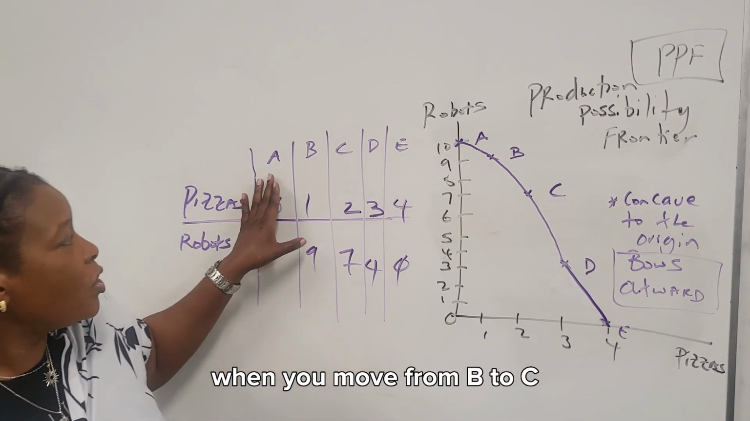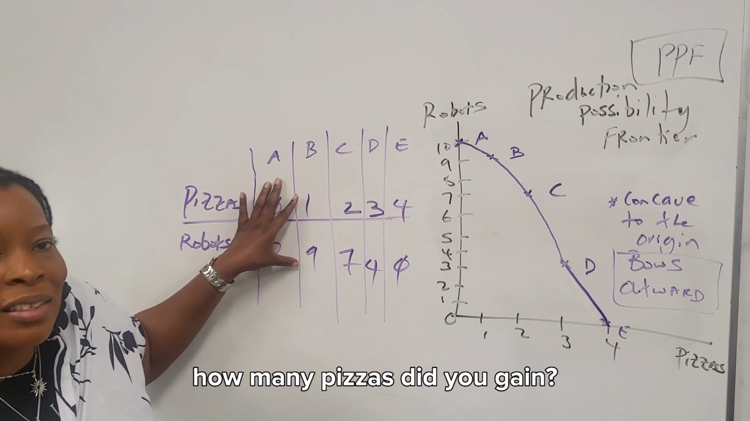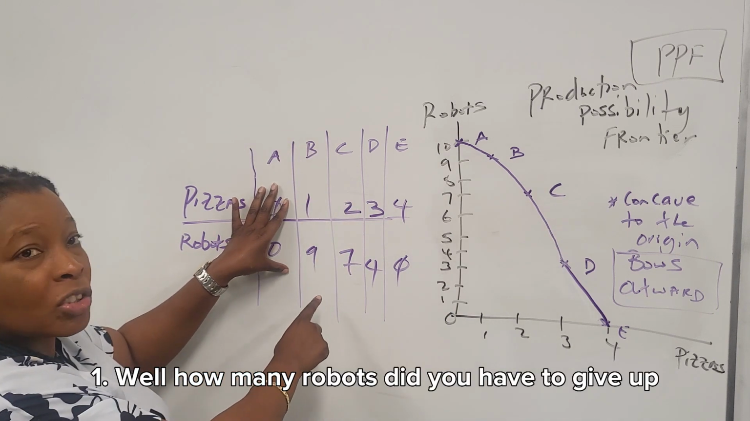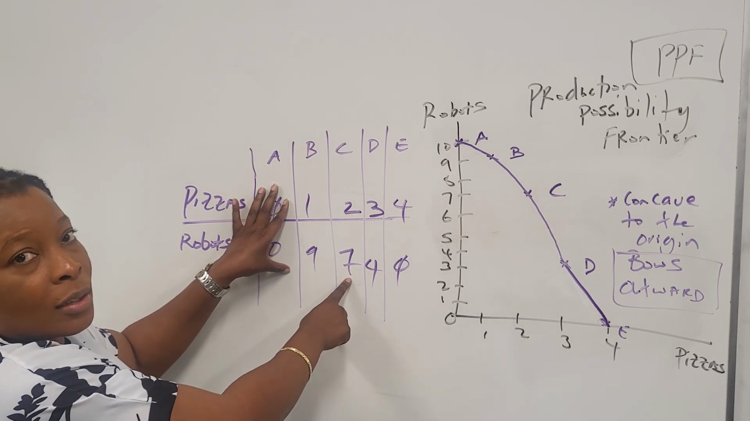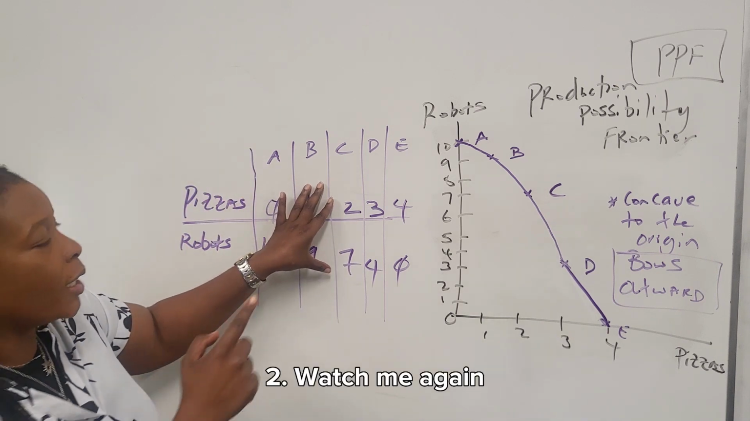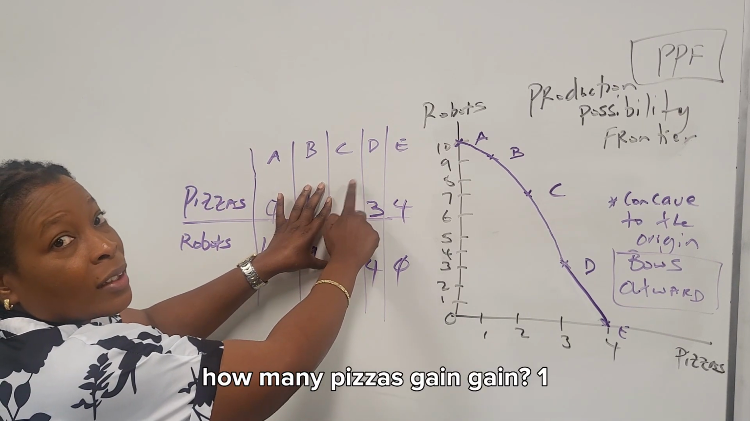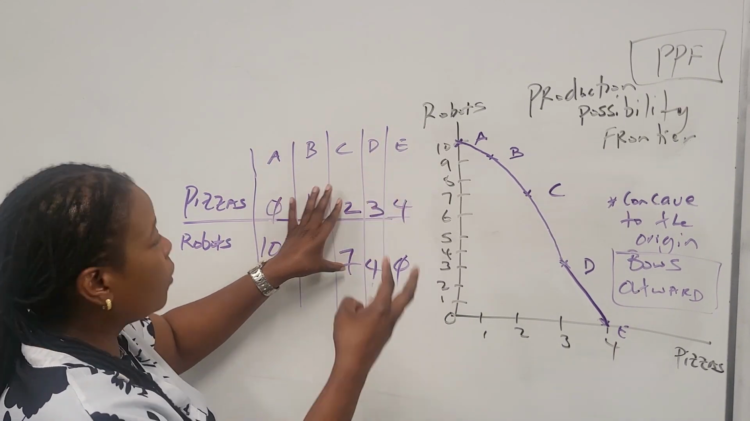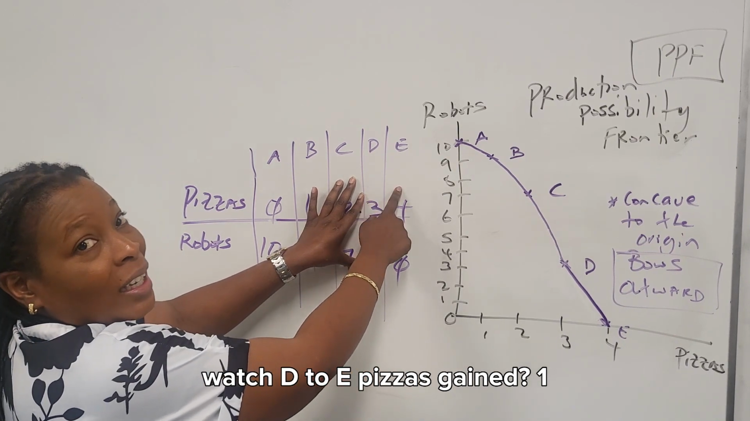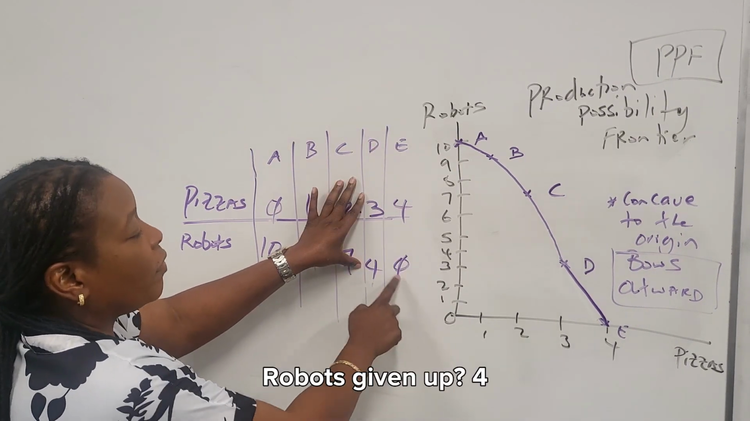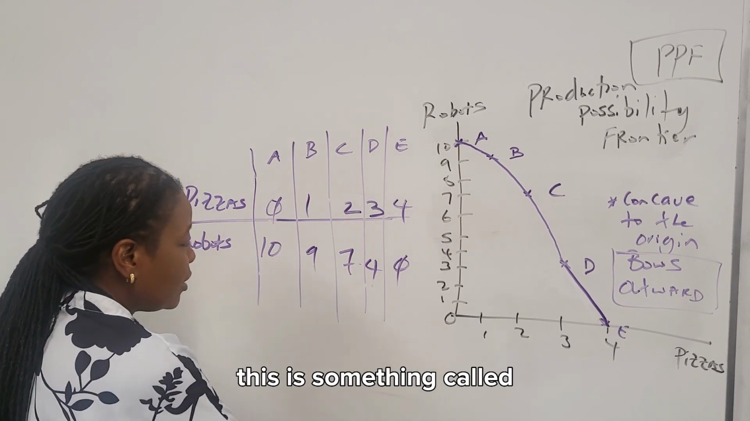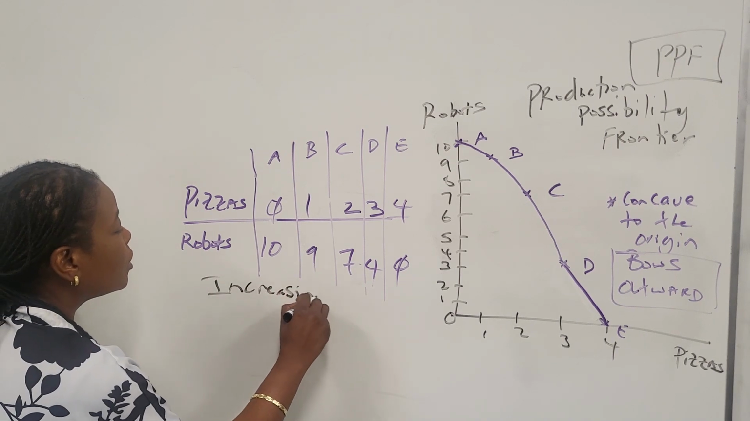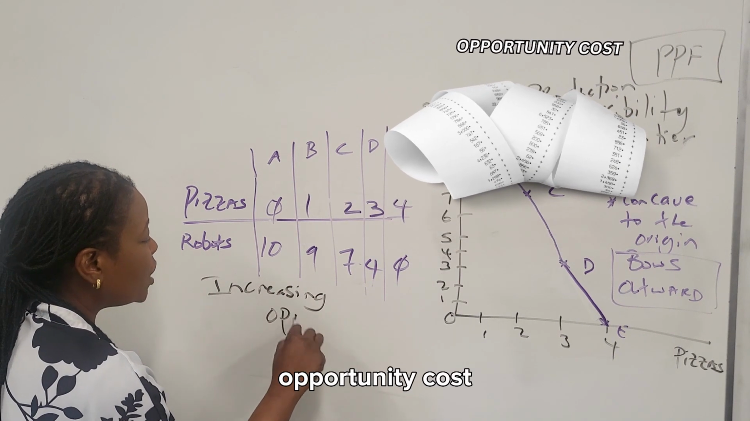Now watch me. When you move from B to C, how many pizzas did you gain? 1. But how many robots did you have to give up from B to C? 2. Watch me again. When you move from C to D, how many pizzas gain? Still 1. But how many robots did you have to give up? 3. Watch. D to E. Pizzas gain? 1. Robots given up? 4. This is something called increasing opportunity cost.